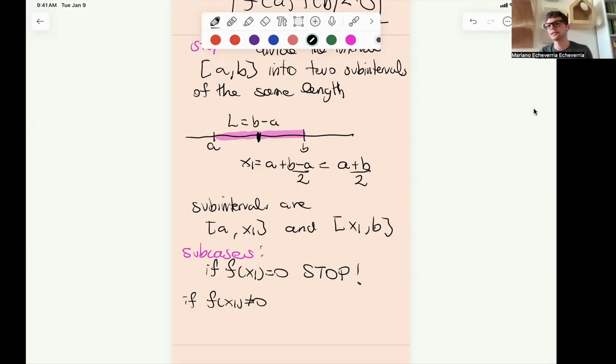So if f of x1 is not zero, that means that it is either positive or negative, right? And so you just keep the subinterval where the endpoints once again have opposite signs. That's a good comment, it's sometimes referred to as binary search. It's the same philosophy. And so of the two subintervals, you keep the one where the function has opposite signs at the endpoints, right?